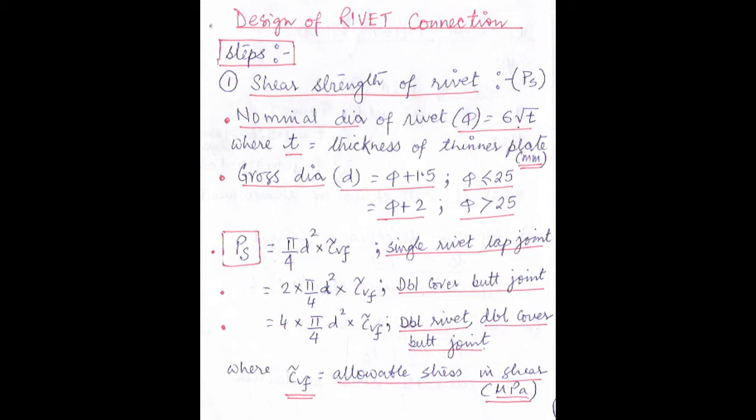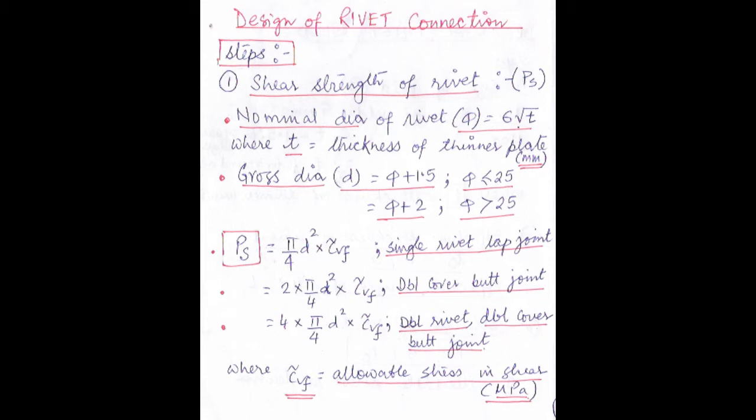Nominal diameter of a rivet, denoted as phi, can be found out from the equation phi is equal to 6 under root of T. This is known as Unwin's formula. Here T is the thickness of the thinner plate, and remember, the value you should put in millimeter. Suppose two plates have to be connected by a rivet joint. Out of the two plates, whichever is the thinner plate, that plate's thickness you have to put in millimeter, and then you will get the nominal diameter of the rivet.